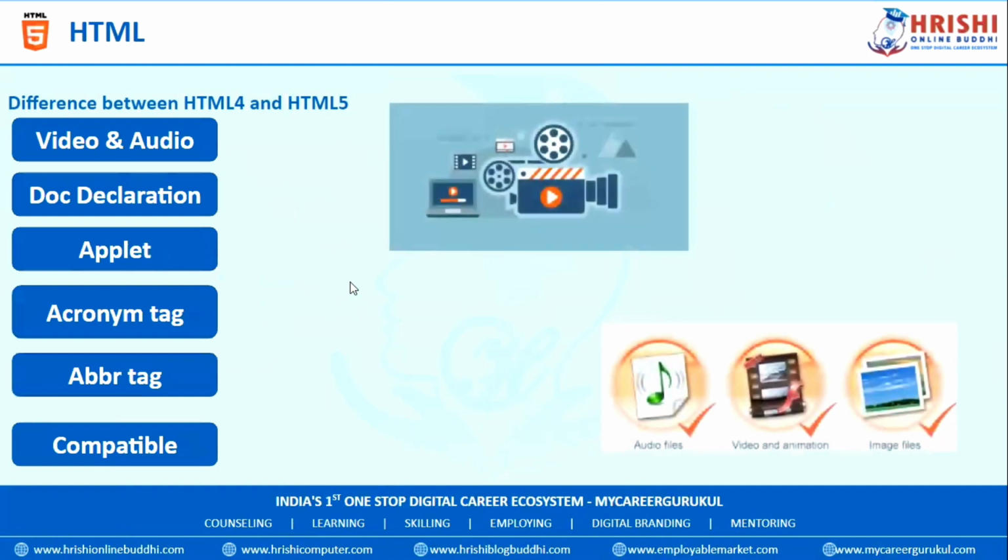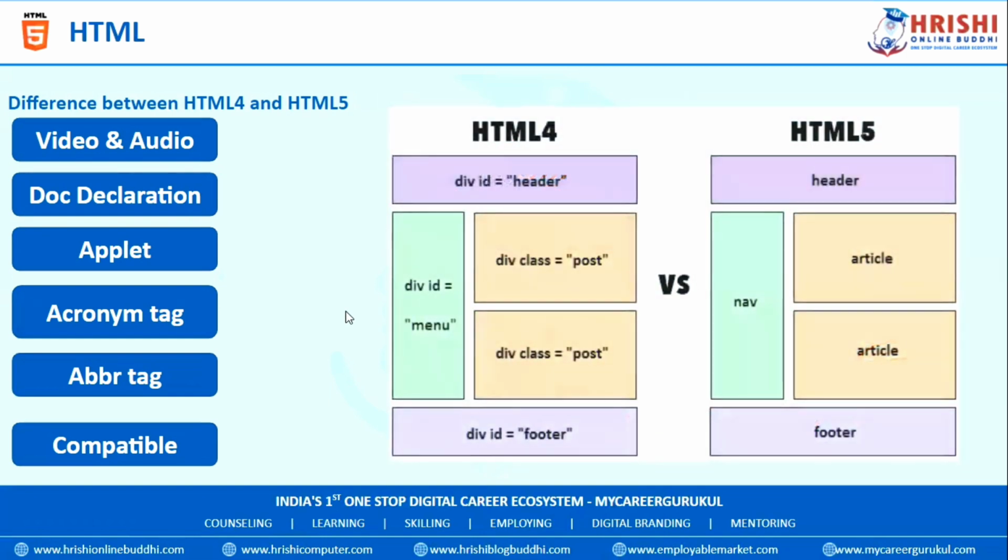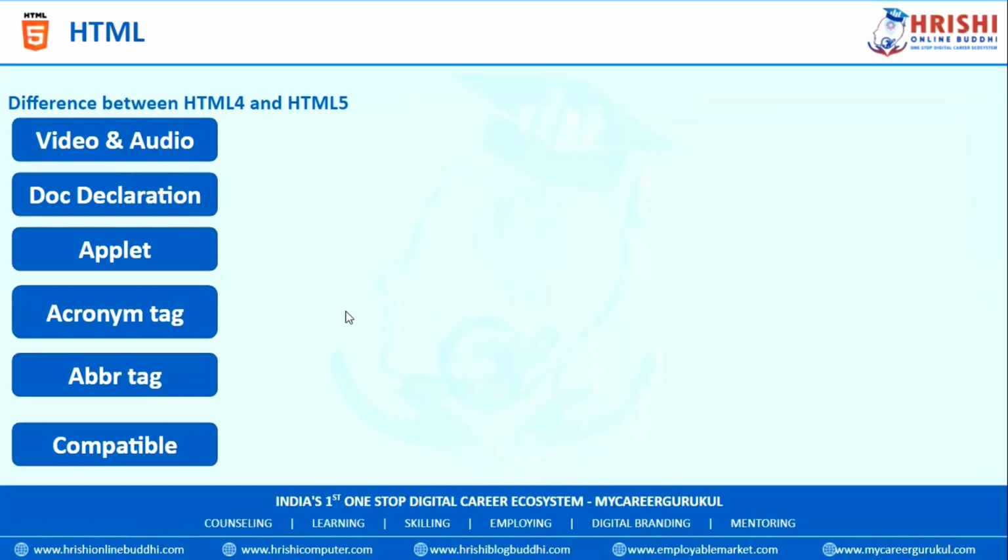The first major difference is video and audio. In HTML4, there were no multimedia supporting tags, whereas in HTML5, we have introduced dedicated tags for multimedia like audio and video. Next is doctype declaration. In HTML4, the doctype declaration was too lengthy and referred to an external source, whereas in HTML5, the doctype declaration is simple and in one line.